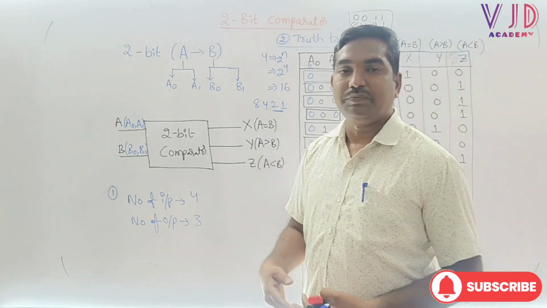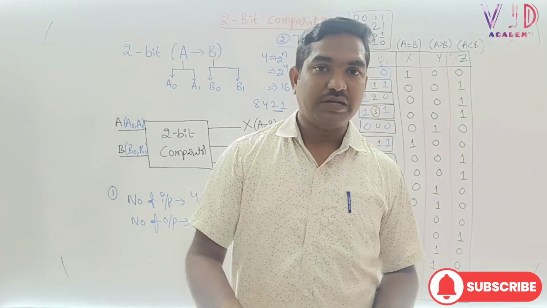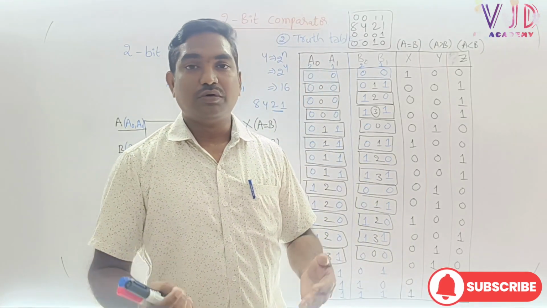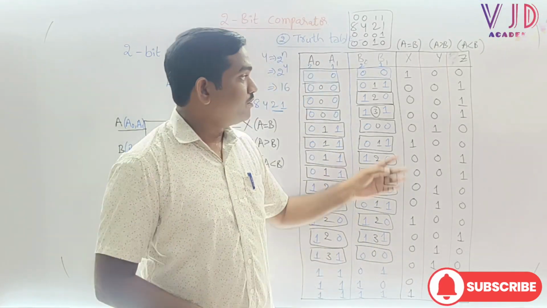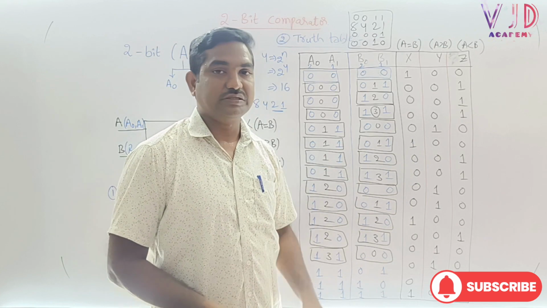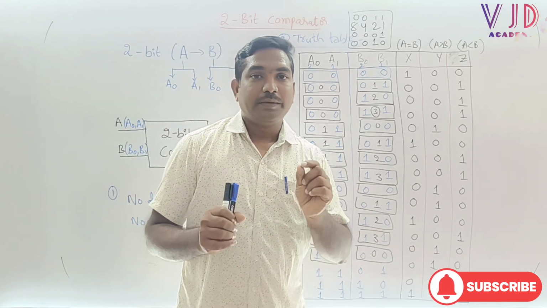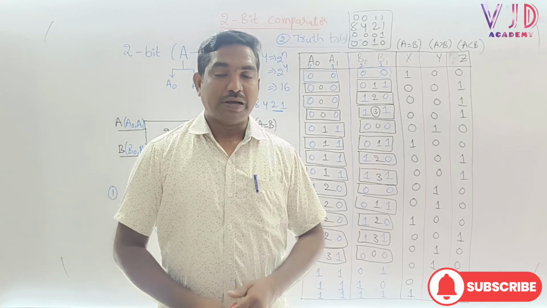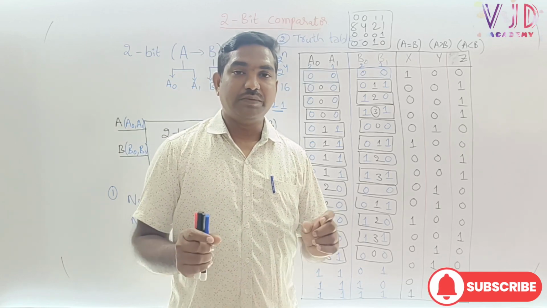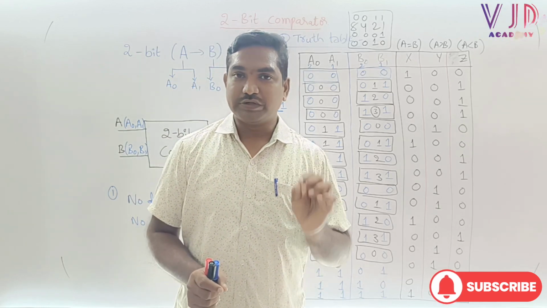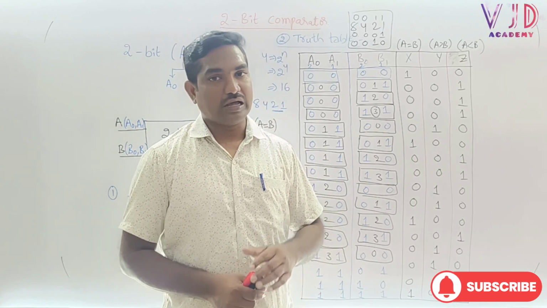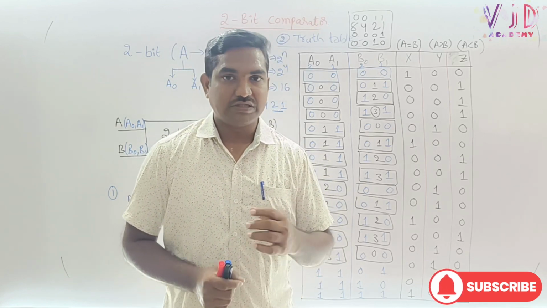The combinations will be increased. The moment combinations are increasing, we don't know how to calculate how many A equal to B conditions there are out of this truth table. So we need a particular equation. By using those equations only, we can solve the questions asked in GATE or any PSU exam within a fraction of seconds.